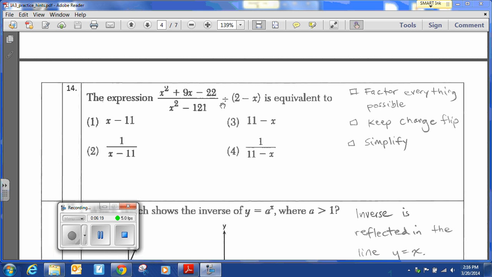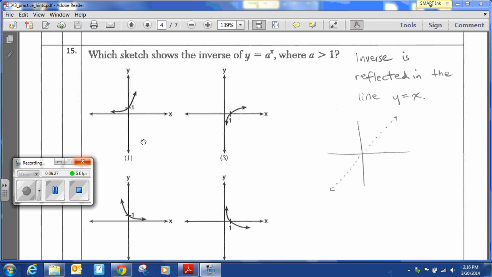All right, over here you have to factor everything possible, keep, change, flip, and then simplify. Here's your trinomial, here's your difference of squares.